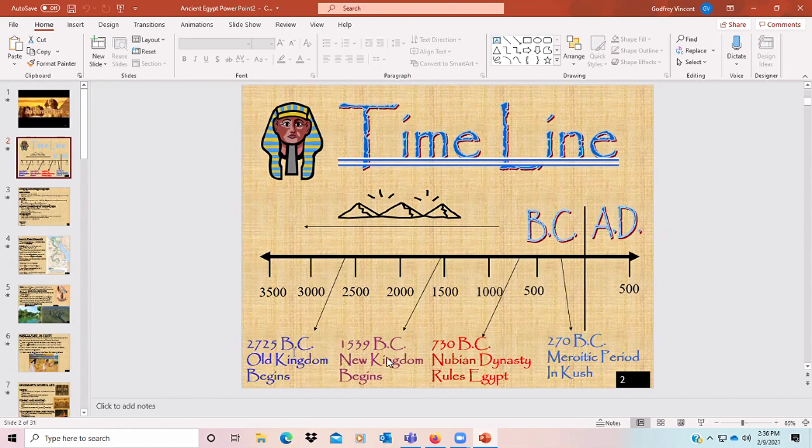We see that ancient Egypt began with the Old Kingdom to the New Kingdom. Then you have the Nubian dynasty, and then you have Kush. And these are two different groups, but these are Black Egyptians who will take control of the entire Egypt at certain points in time.